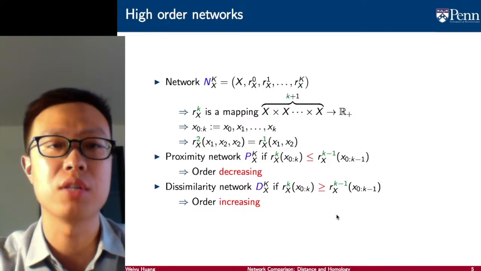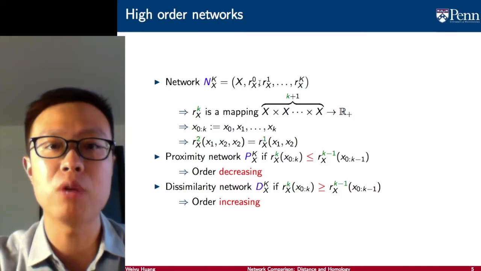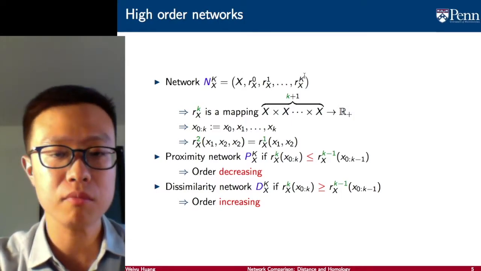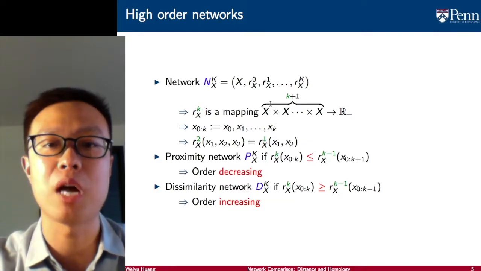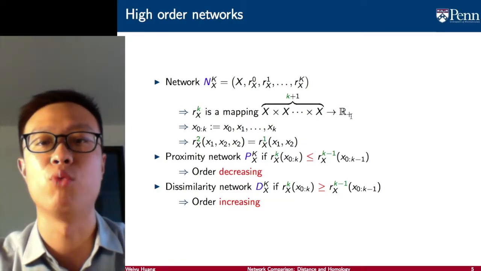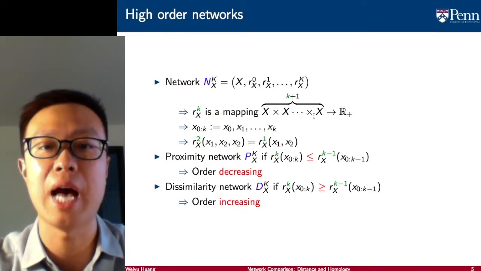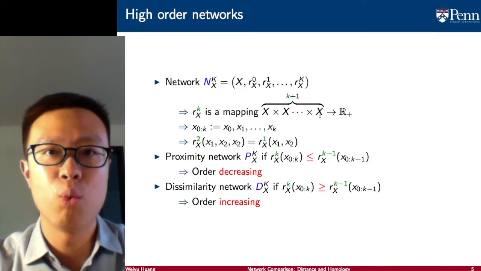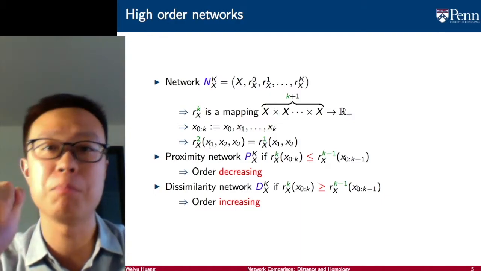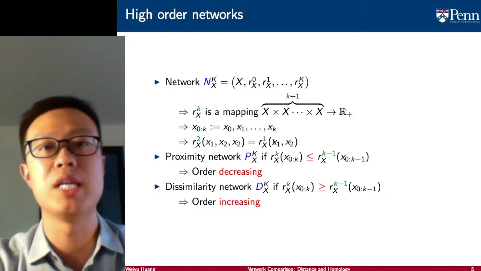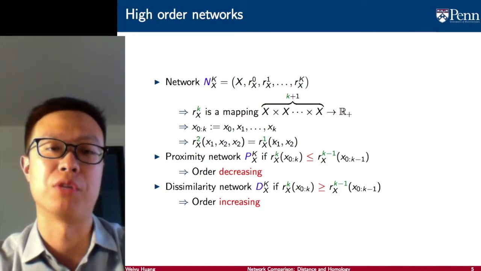Formally, we consider high-order networks as a tuple, where we have the node set and a bunch of relationship functions. The relationship function of order k is the mapping from the k+1 tuple to the non-negative real numbers. This measures the relationship between these k+1 elements in the X. We have one requirement, that is the relationship between A and B should be the same as the relationship between B and A, since they measure the same amount of information.